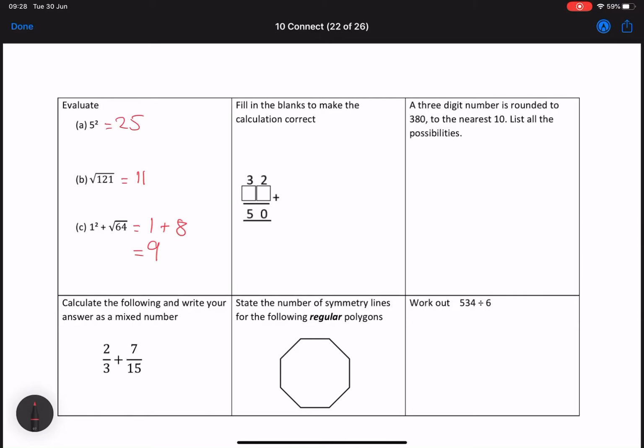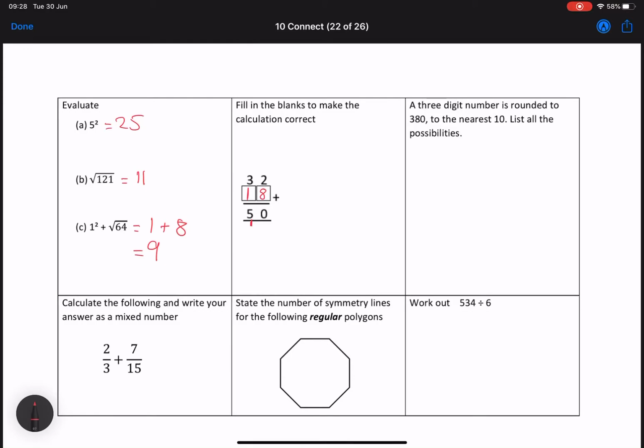Next one, filling in the blanks to make this calculation correct. Well, you've got to think 2 plus something would give you an answer of 10. That's how we get a 0 at the end there. So that must be 8. Then 3 plus the 1, that's 4, plus another 1 is 5, so 32 plus 18 is 50. I know that is correct.